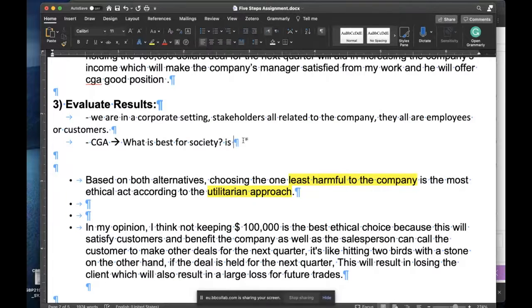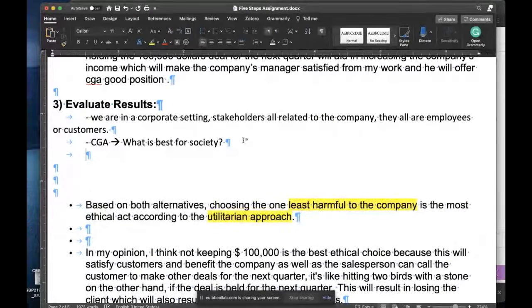You can say the most ethical is to have a company where the employees follow the rules of the company. What about if you had used the utilitarian approach? What would the analysis look like?